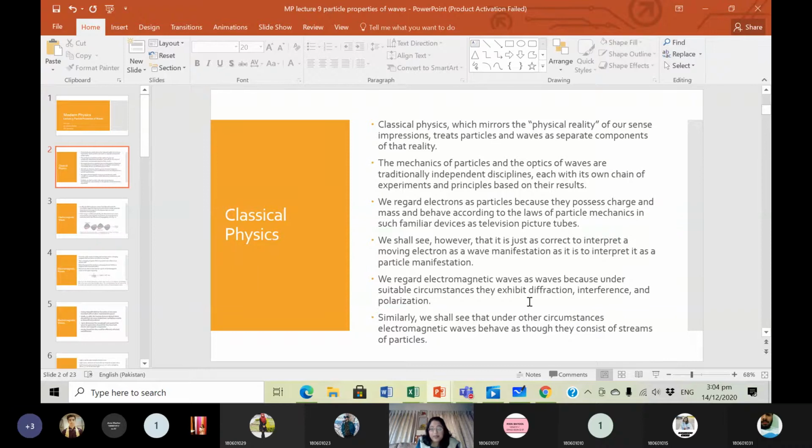We regard electromagnetic waves as waves because under suitable circumstances they exhibit diffraction, interference, and polarization. So these are some properties of waves. Diffraction is one we're going to study a little bit. We will do interference, which is a property of waves, and polarization. Does anyone know what polarization is?